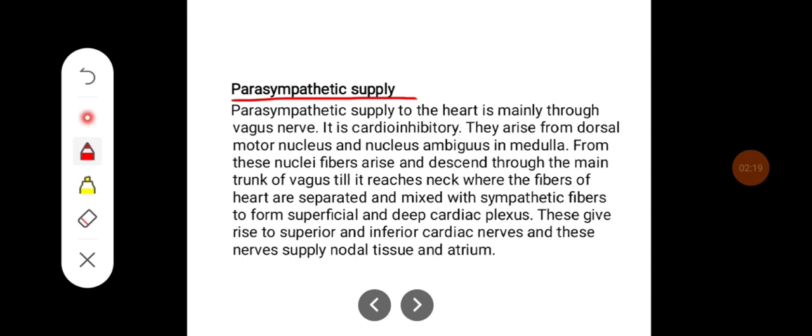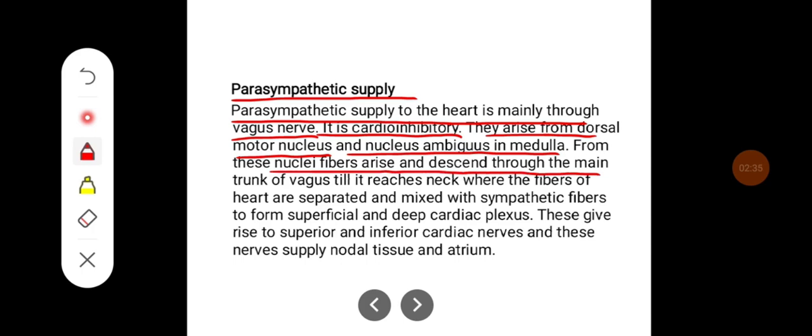Parasympathetic stimuli. The parasympathetic stimuli to the heart is mainly through the vagus nerve. It is cardioinhibitory. They arise from the dorsal motor nucleus and nucleus ambiguus in the medulla. From these nuclei, fibers arise and descend through the main trunk of the vagus till it reaches the neck, where the fibers to the heart are separated and mixed with sympathetic fibers to form superficial and deep cardiac plexuses.